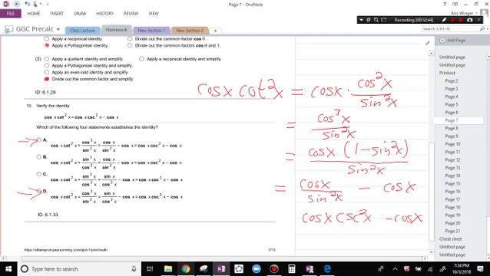Which one is that? I don't know how it's this last one at all, right? It's got to be A. Yeah. Okay.